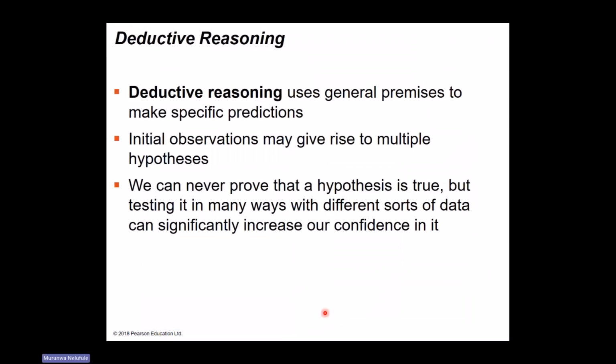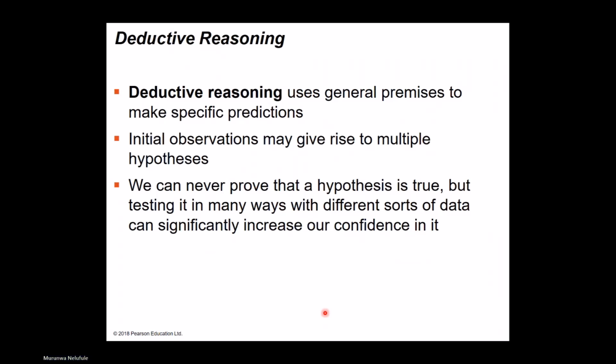The other one is deductive reasoning. Inductive reasoning, deductive reasoning. Deductive reasoning uses general premises to make specific predictions. An initial observation may give rise to multiple hypotheses. Back in the inductive, we were giving general observations. We can never prove that a hypothesis is true, but testing it in many ways with different sorts of data can significantly increase our confidence in it.